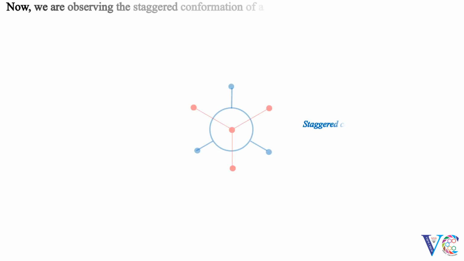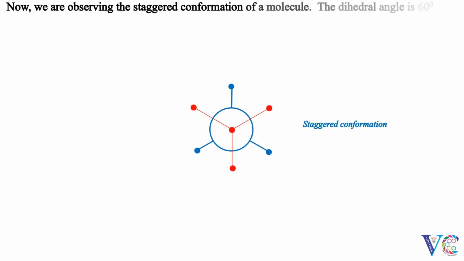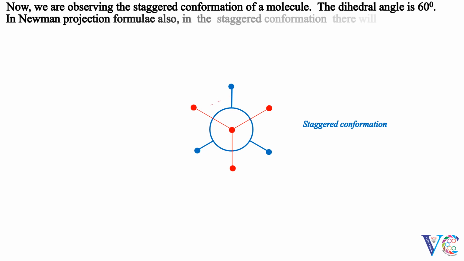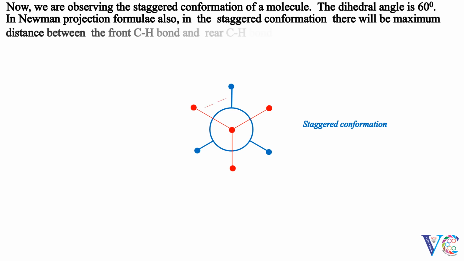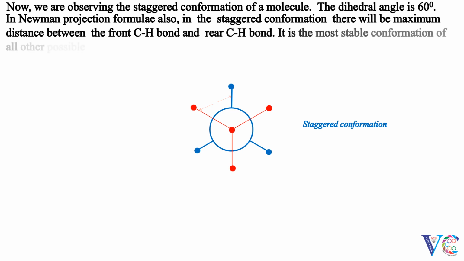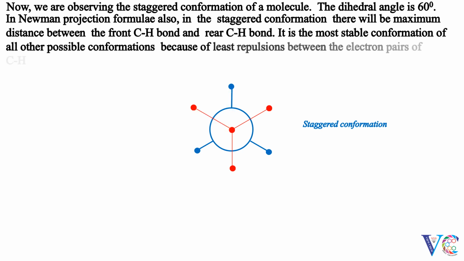Now, we are observing the staggered conformation of a molecule. The dihedral angle is 60 degrees. In Newman projection formulae also, in the staggered conformation, there will be maximum distance between the front CH bond and rear CH bond. It is the most stable conformation of all other possible conformations, because of least repulsions between the electron pairs of CH bonds of adjacent carbon atoms.